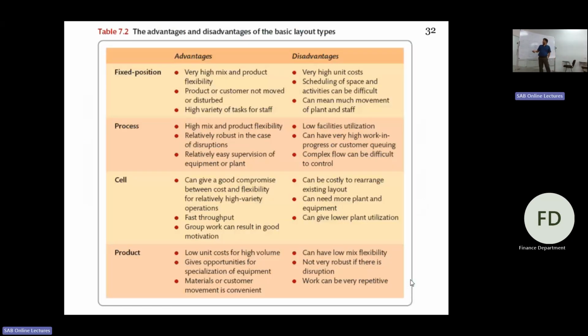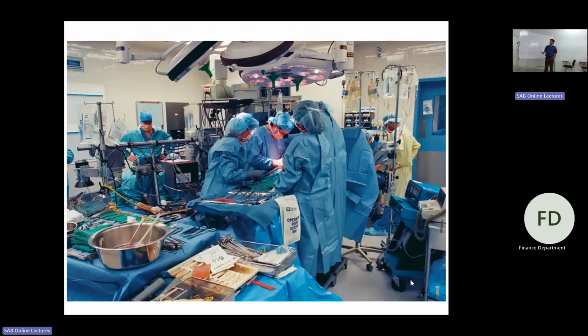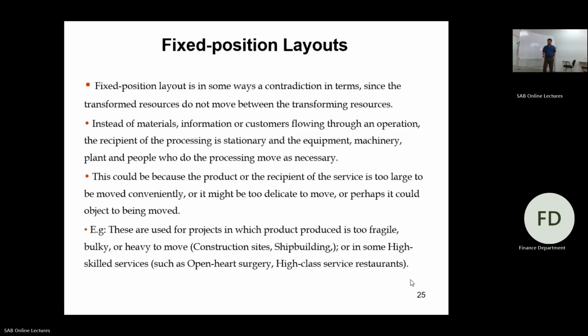Some advantages and disadvantages of these can be found here. We will discuss. Coming to the last one, that is fixed position layout, right? This is little different. Fixed position layout, that is completely different. Compared to other three, this is a completely different layout type.